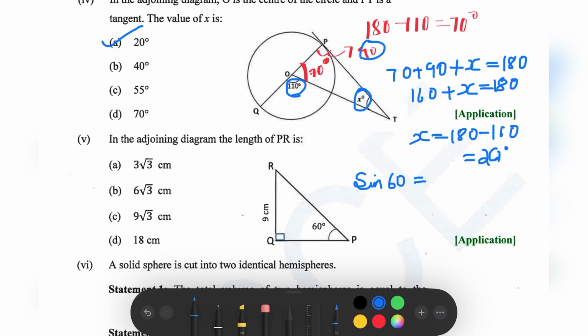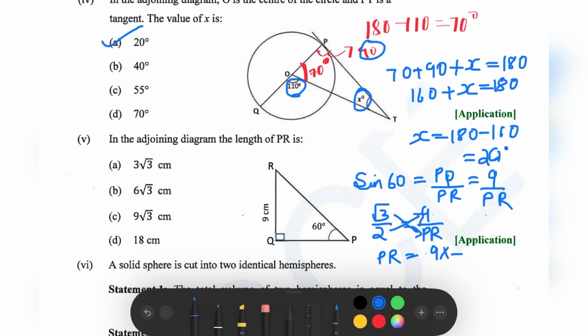sin 60 is equal to PQ upon PR. So what is PQ? 9 centimeter. So here you should know what the sin 60 value is. You should remember the value from the table. Now 9 upon PR, we have to find PR. So sin 60 will be root 3 upon 2. Sin 60 is root 3 upon 2, equal to 9 upon PR. So PR is equal to, shift it, this will go here and this will go here. So 9 into 2 upon root 3, that is 18 upon root 3.